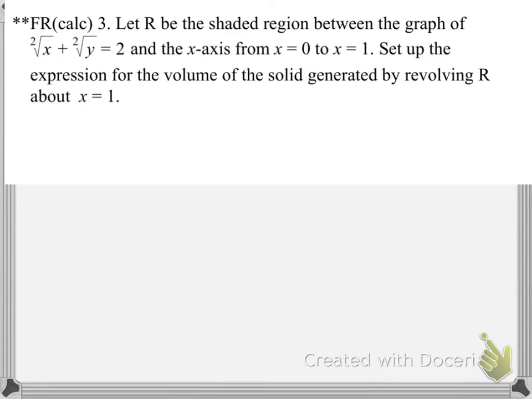Anyway, it says let R be the shaded region between the graph of blah, blah, blah, the x-axis, blah, blah, blah. All right, I need to see what this looks like. Set up an expression for the volume of the solid. Okay, so I know this is a volume piece.